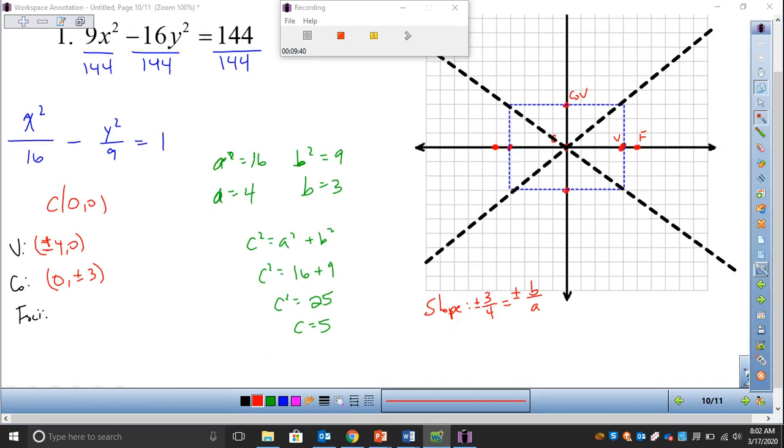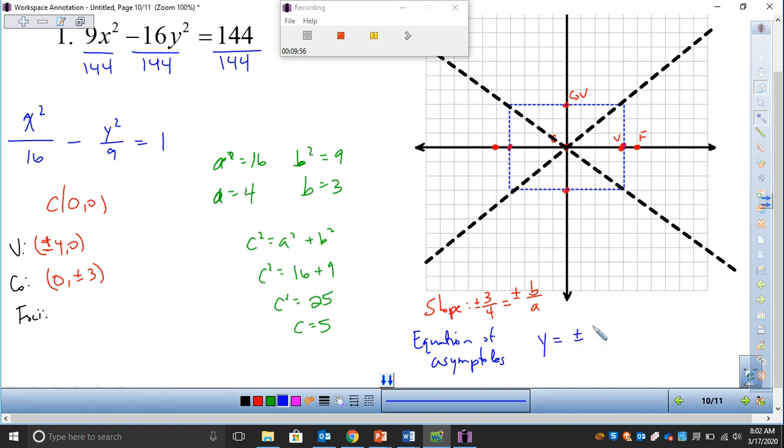So there's the slope. Now let's write our equation of the asymptotes. Y minus k, y minus 0, equals plus or minus b over a, plus or minus 3/4 x. And that goes right through the origin so that we know that's what it looks like. I need to add my foci over here. My foci are going to be plus or minus 5, 0. Notice our foci look just like our major axis vertices.